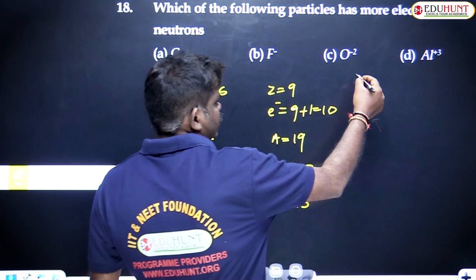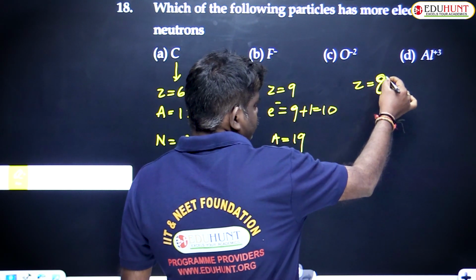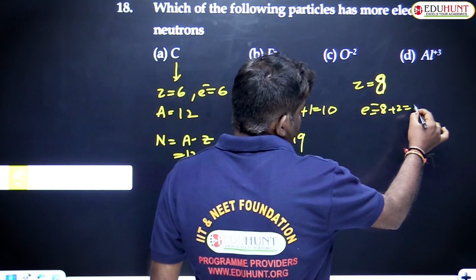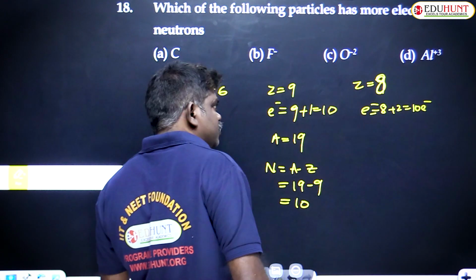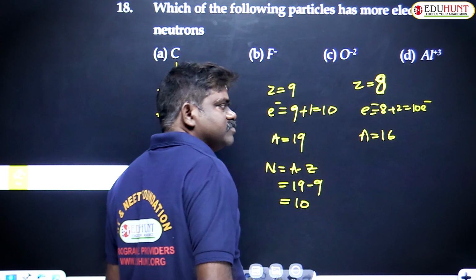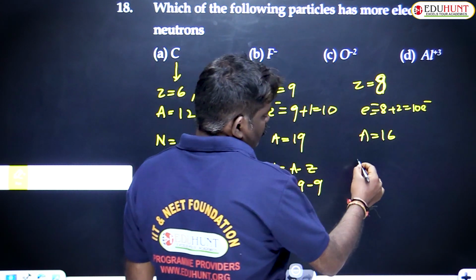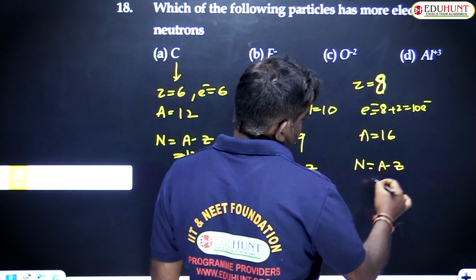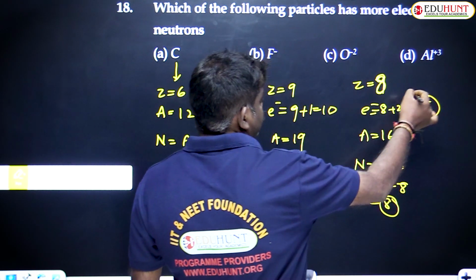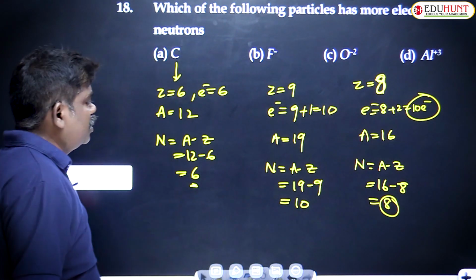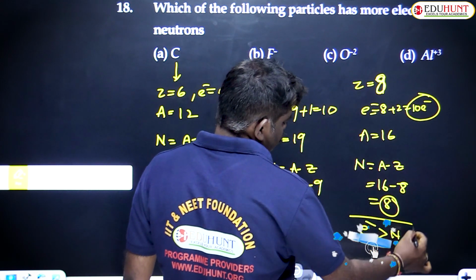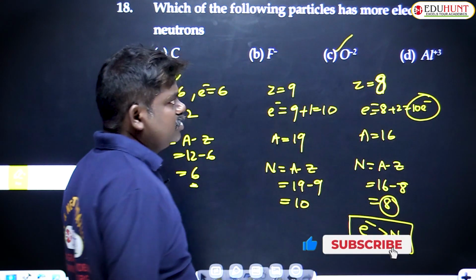Now atomic number of oxygen is 8, and number of electrons 8 plus 2, 10 electrons. What is the mass number of oxygen? Mass number of oxygen is 16. The number of neutrons is A minus Z, that is 16 minus 8, 8 neutrons. So here electrons are greater than neutrons. Electrons are 10 and neutrons are 8. So this is the answer: electrons greater than neutrons.